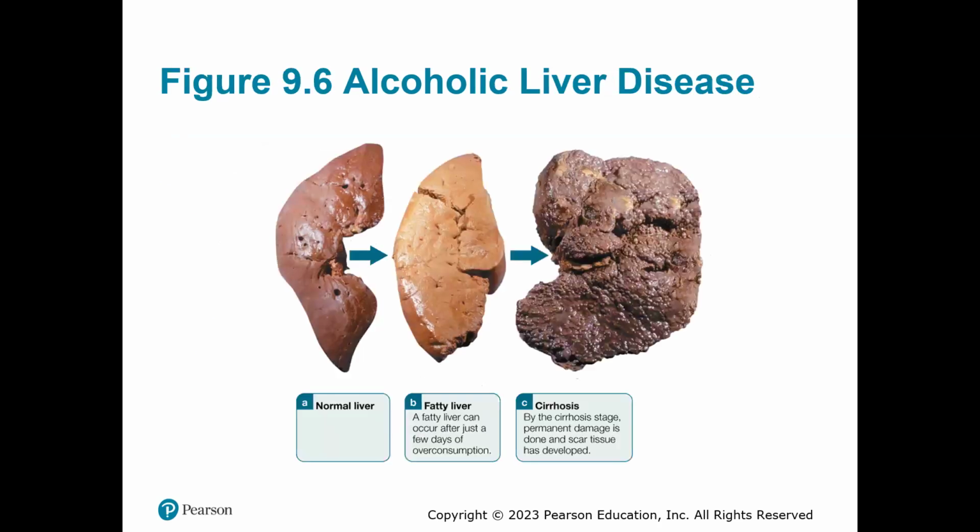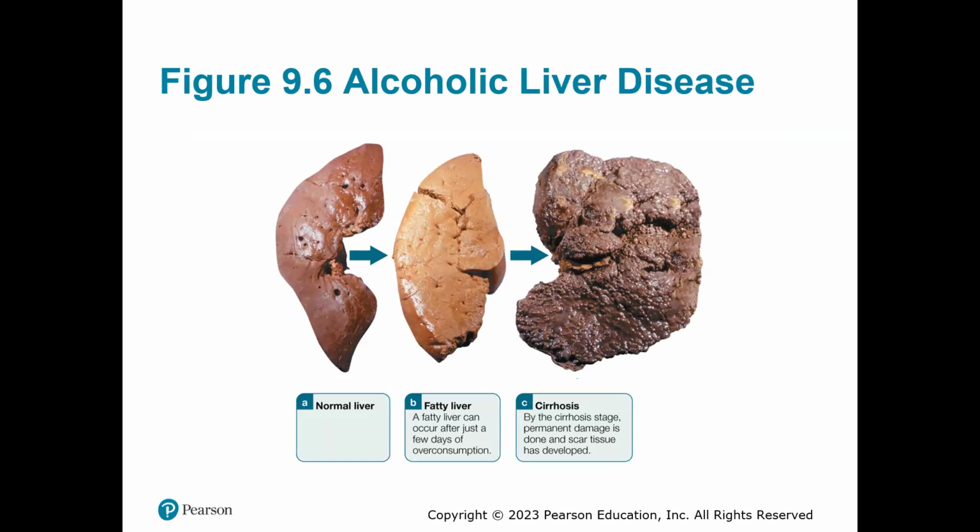So we can kind of see a picture here. Normal healthy liver. B is the fatty liver. So you can see how light colored it is and kind of shiny it is from the fatty infiltrate. And then the final one is the cirrhotic, scarred, non-functional liver, that we've done permanent damage to the liver at that stage.